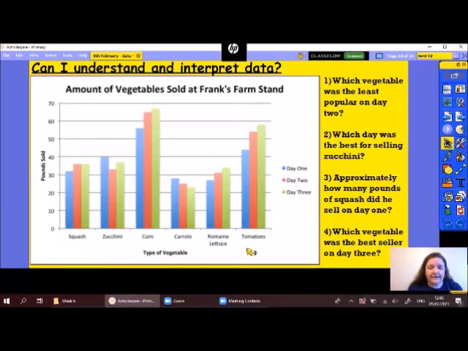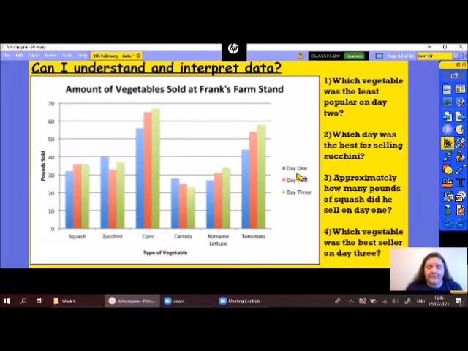Question 2, which day was the best for selling zucchini? So we need to find zucchini along the bottom. Here it is. And we've got 3 bars, day 1, 2 and 3. Which day was best? So if we're looking for the day it sold the most, we're looking for the tallest bar. So the best bar was the blue one. That's the tallest bar. So the blue one is day 1.